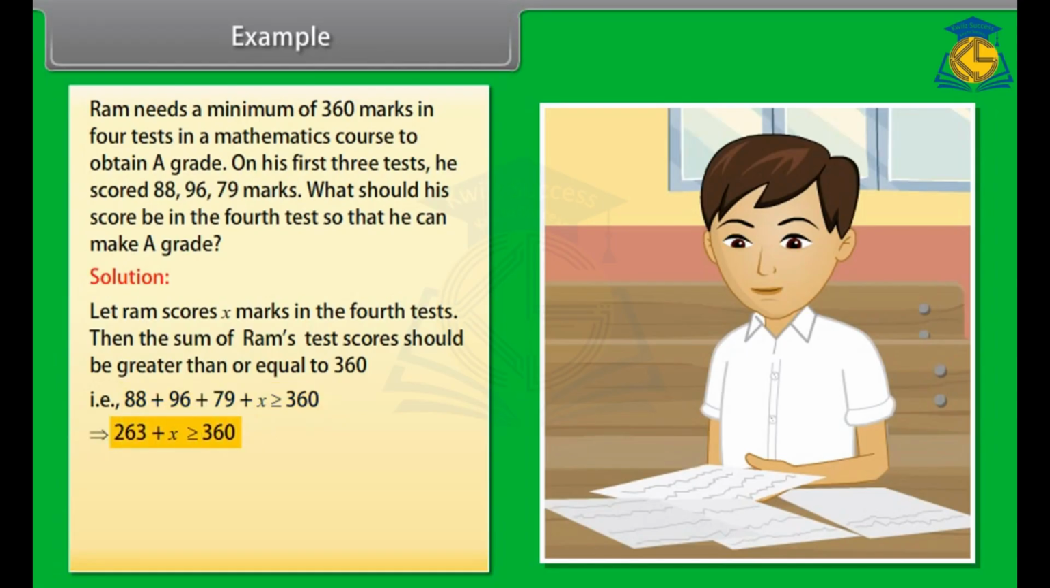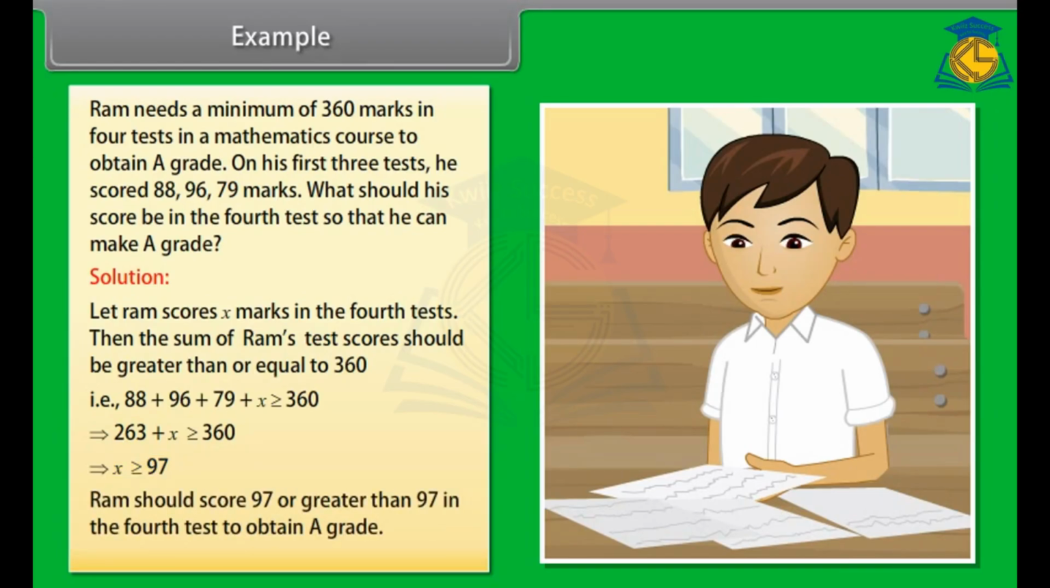It implies 263 plus X greater than or equal to 360. It implies X greater than or equal to 97. Ram should score 97 or greater than 97 in the 4th test to obtain A grade.